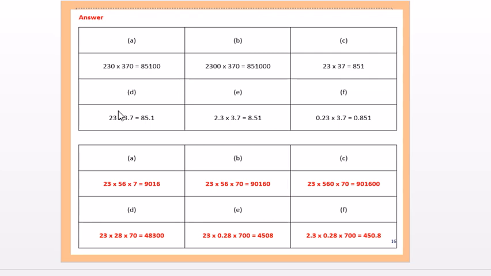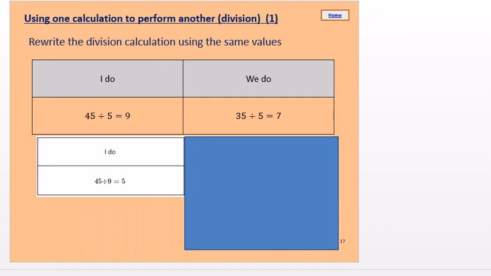Here are your 12 answers to those questions we just did. Please mark in green pen. So here we're asked a slightly different type of question. It's asking us to rewrite the division calculation using the same values. So 45 divided by 5 equals 9. How can we rewrite this? Well, we can rewrite this equivalently that 45 divided by 9 equals 5.